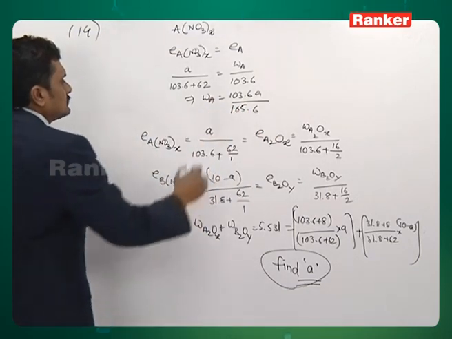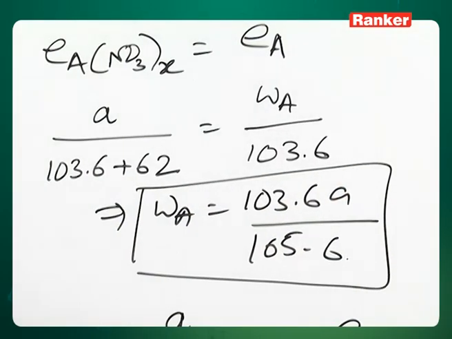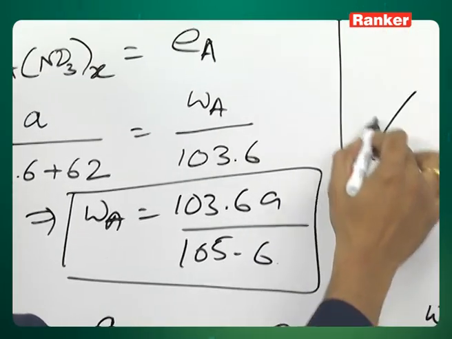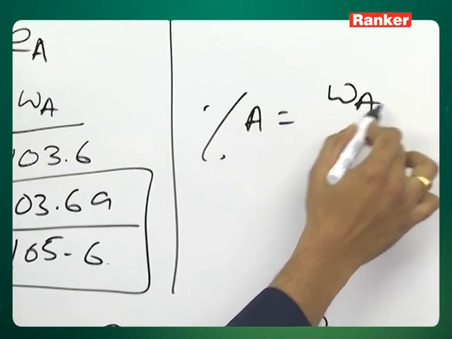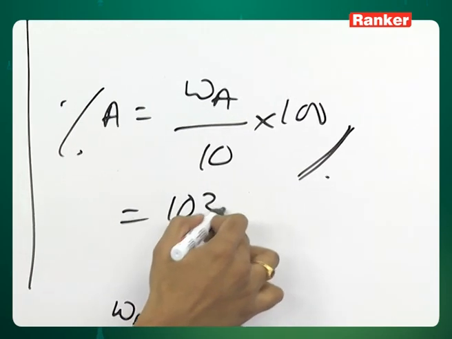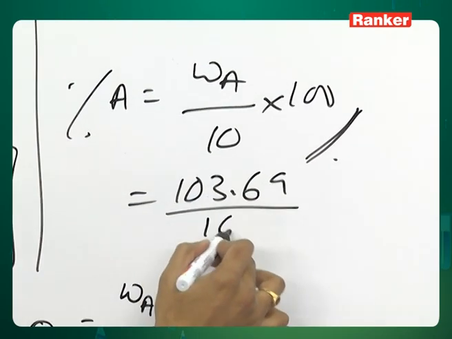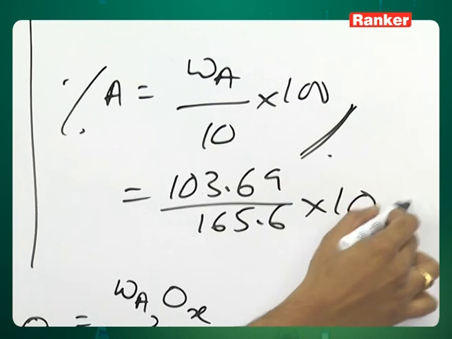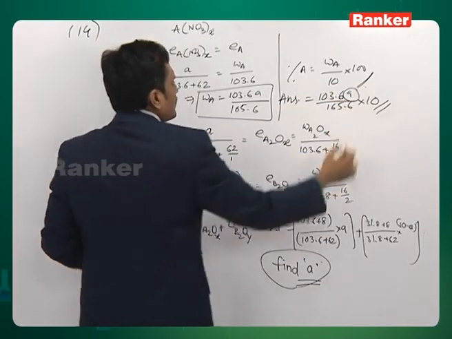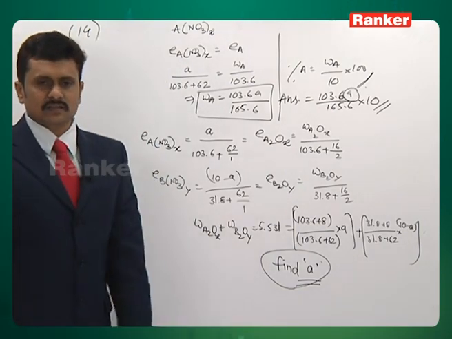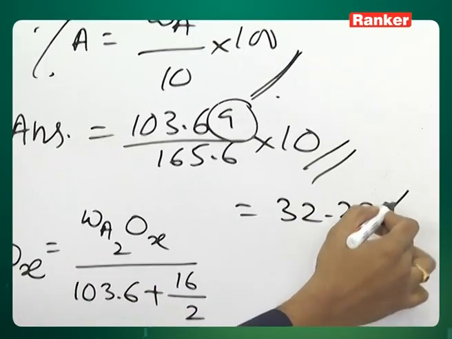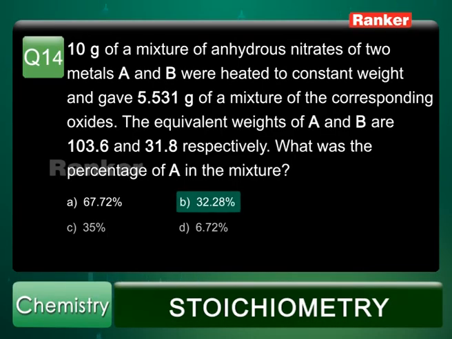this many grams you got. You are substituting anyway the value of A here, then you have been given the weight percentage of A in the mixture as weight of A upon the total weight of the mixture into 100, that is 103.6 A by 165.6 into 10 is going to be your final answer. So here you will be substituting the value of A to get your right answer, and it is 32.28% of A is found in the mixture.